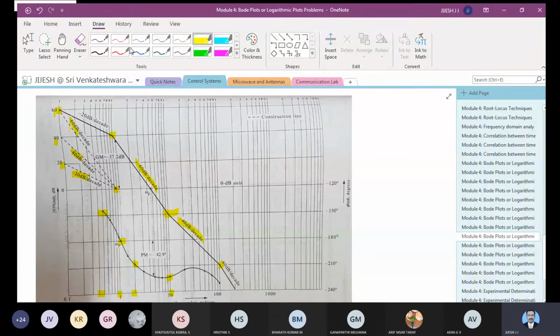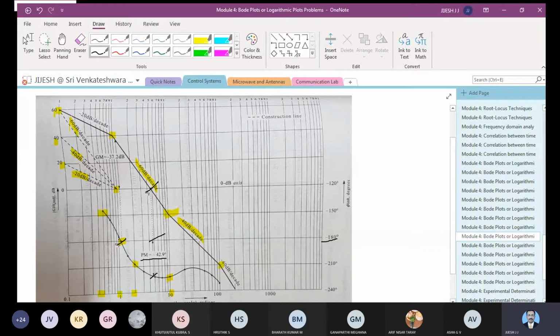Now you can see here this is the 0 axis, and this is the phase plot, and this is the 180 axis. This point is important, the 180 axis, it is meeting at this point. So you need to put the dotted lines there, extended dotted lines here. At these 2 points, you will get a difference of minus 42.9. So this is called the phase margin.